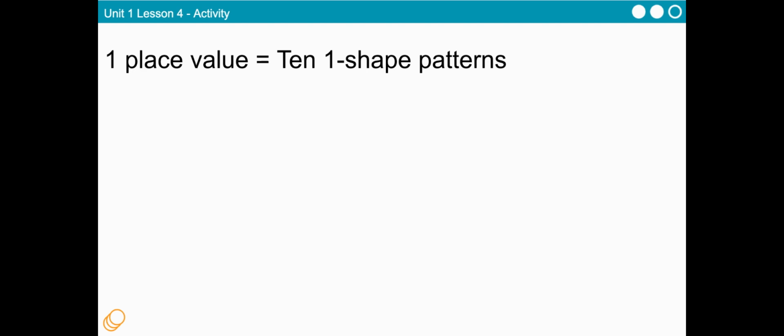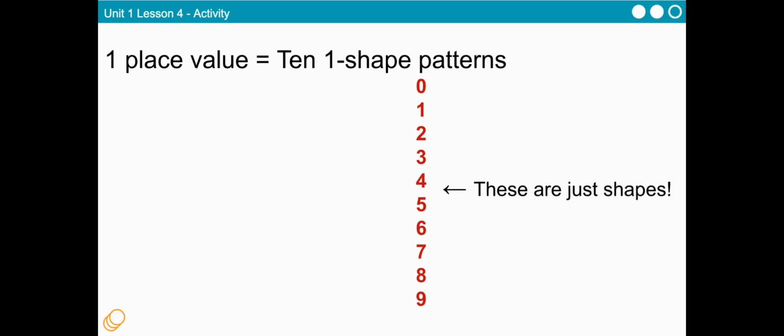So let's think about this. With 1 place value, we have 10 one-shaped patterns. Let's think about an example. We could use more geometric shapes, or we could use letters, but the shapes we are used to are the numbers 0 through 9. Think about these, 0 through 9, these are just shapes.